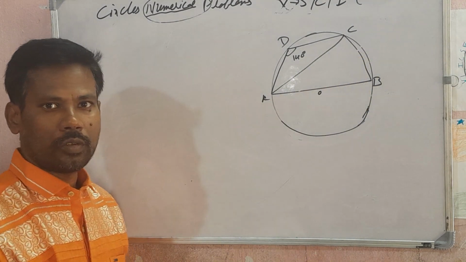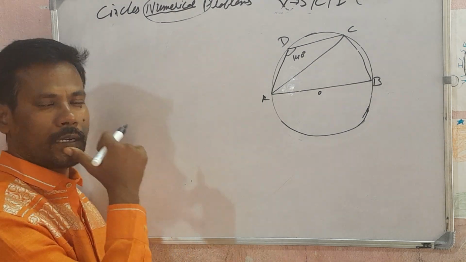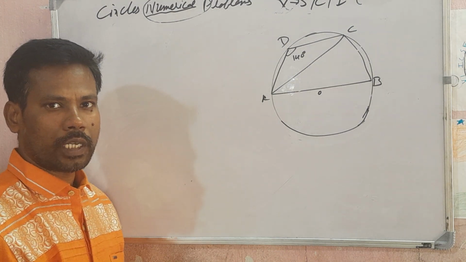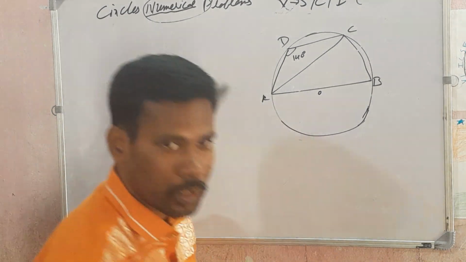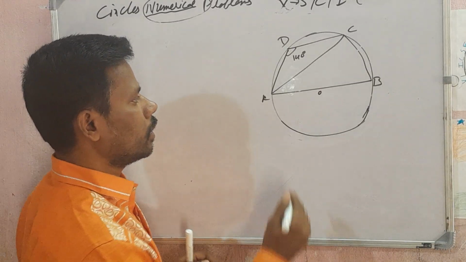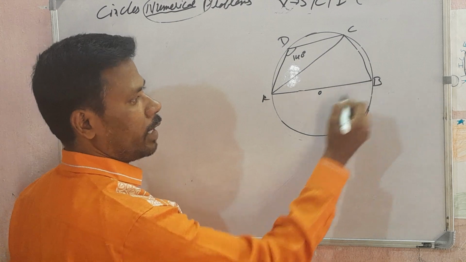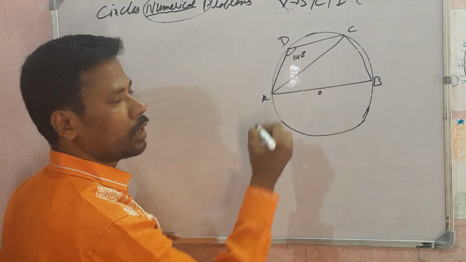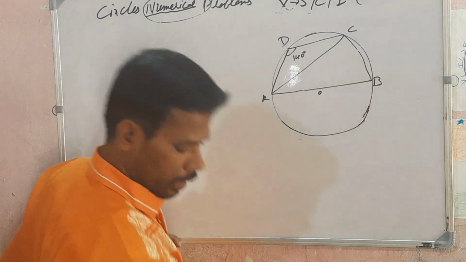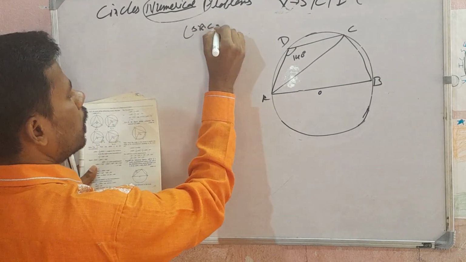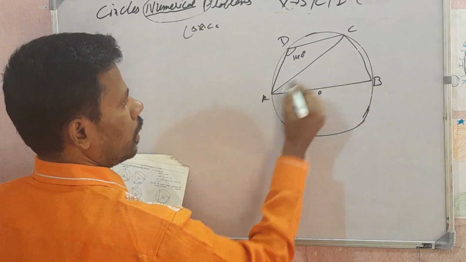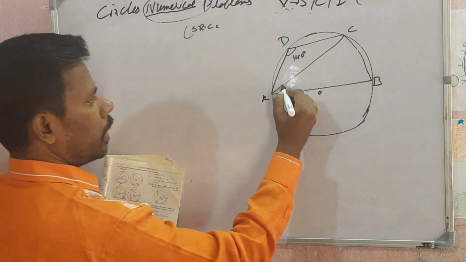Cyclic quadrilateral means you know already: a quadrilateral whose points lie on the circle is called a cyclic quadrilateral. Properties of cyclic quadrilateral we have already discussed. The opposite angles of a cyclic quadrilateral are supplementary. Here AB is the diameter. So they give this angle, and they are asking to find angle BAC. This angle they are asking.